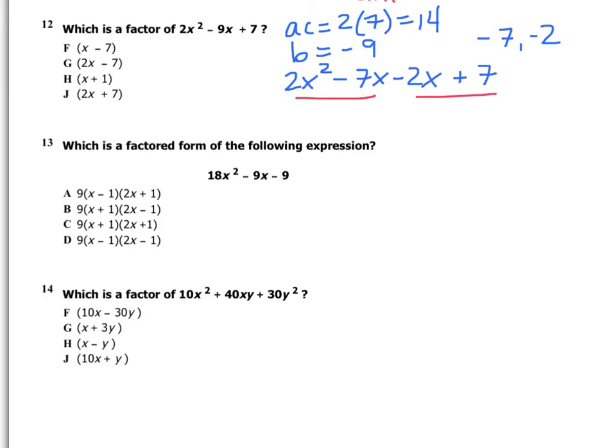The GCF of the first pair is just x, because 2 does not go into 7, and 7 does not go into 2. Now that I factored out that GCF, I'm going to leave myself a little space right here, and I'm going to put down the 2x minus 7, because I know that for this to work, that has to be the duplicate factor.